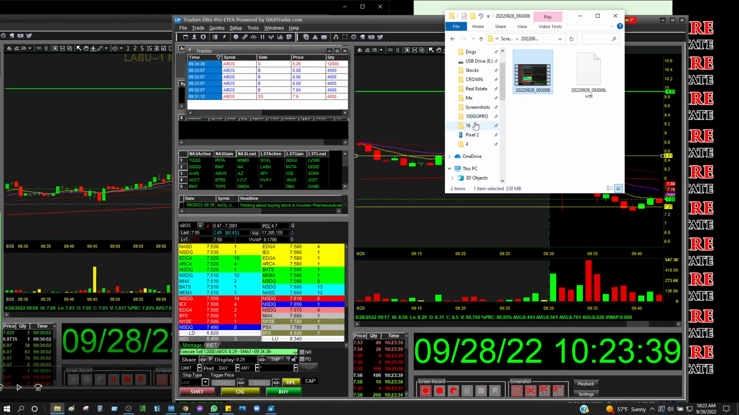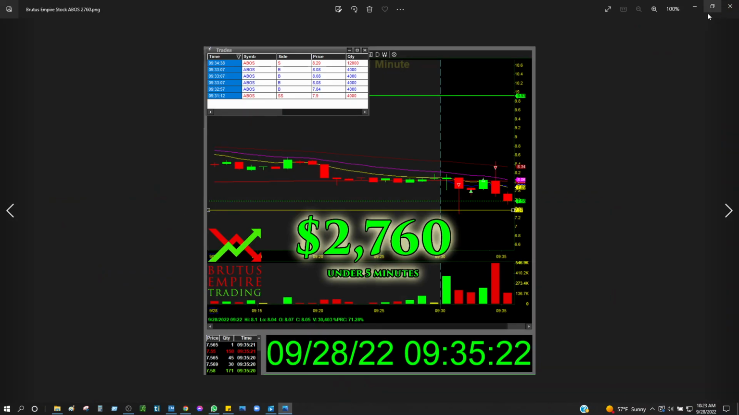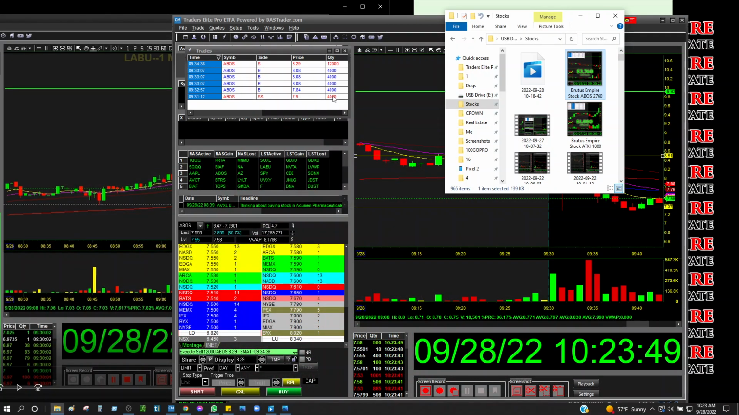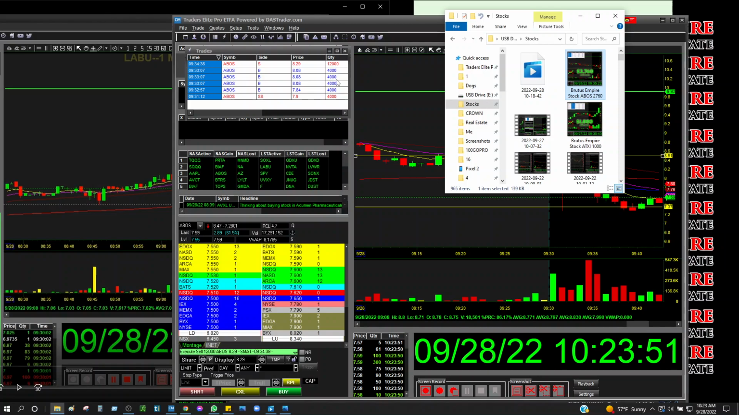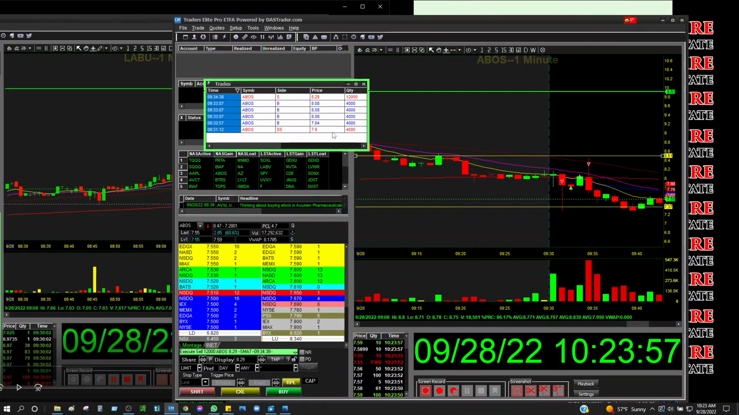Stock. There we go. So I ended up with 2760. This is what I ended up with. You can see my trades, you guys. So I tried to short 4,000 right there, and then I just went in because I knew it was going to go the opposite way. And as you guys can see, these are my trades.